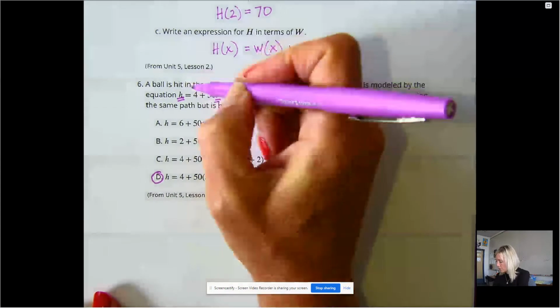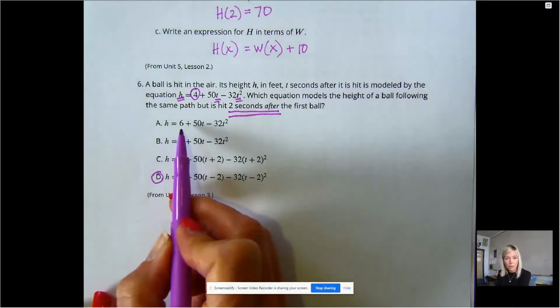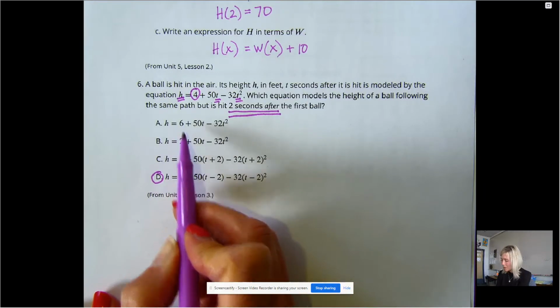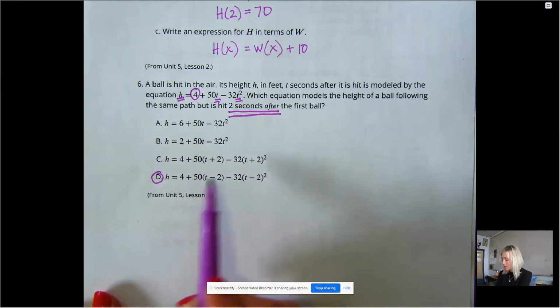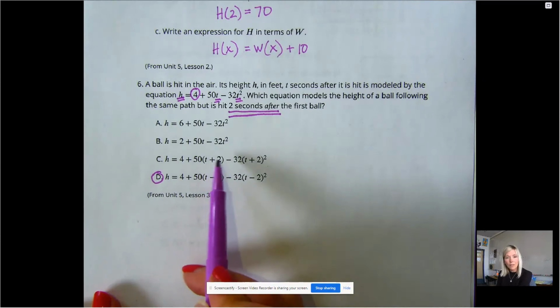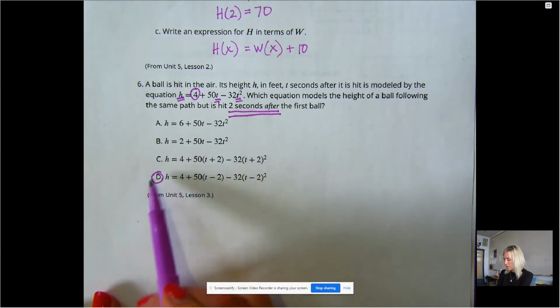All right, so the initial height of the ball is 4. So this would be increasing the height by 2, not the time, 2 seconds after. This would be decreasing the height by 2, again, not a change in the time, which is what we're looking for. This would be 2 seconds earlier, since it's plus 2 and opposite signs for input. And then this would be 2 seconds after. So that is the correct one that we chose.